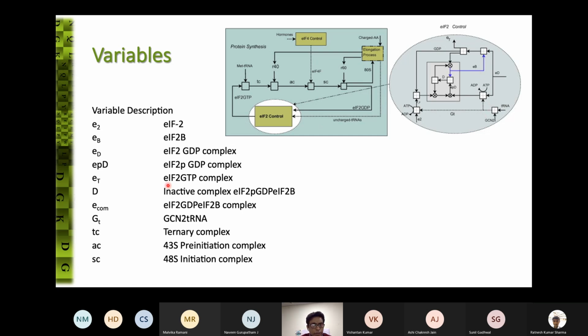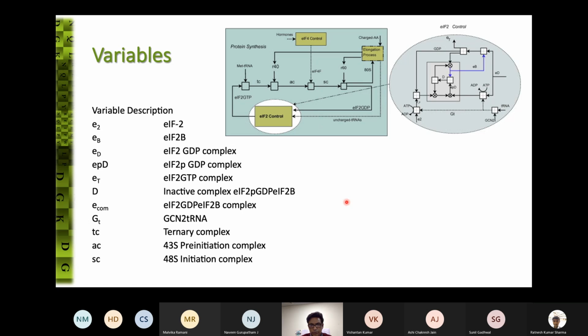It's not shown here, but it comes as EB is shown here, of course. You can see that EB is there. EPD, which is this complex with the GTP, is also shown here. You can see all of these different complexes. GTC is this one, like I told you, and TC is here, which is the ternary complex, like I told you. Then the 43 subunit, and then the 48 subunit, which is there.